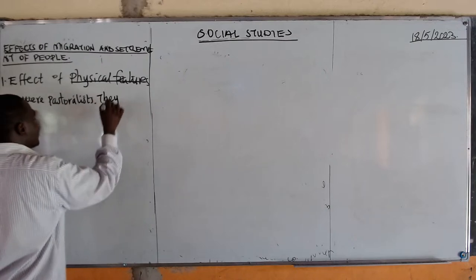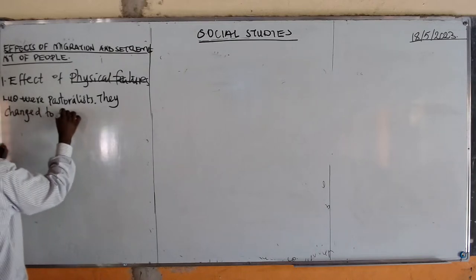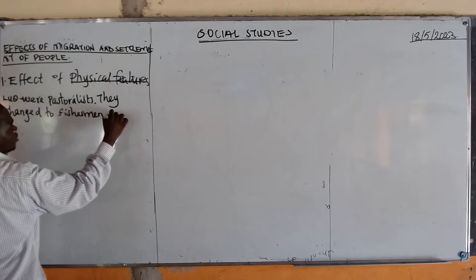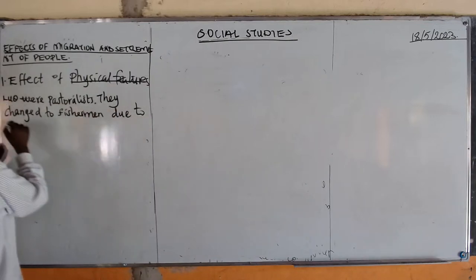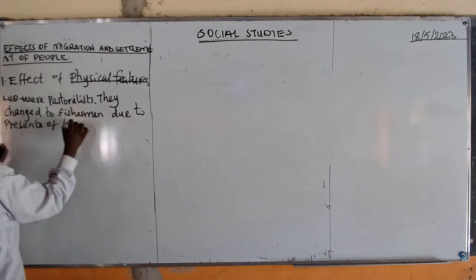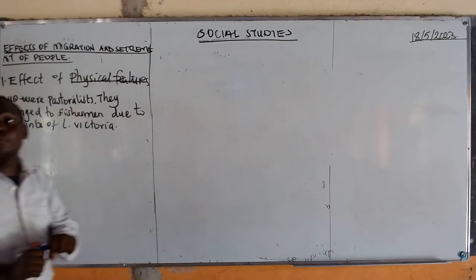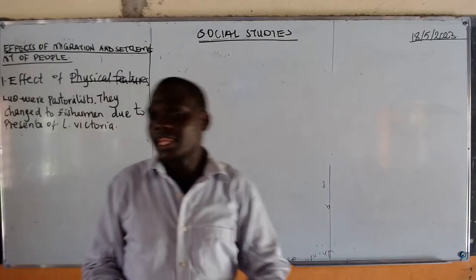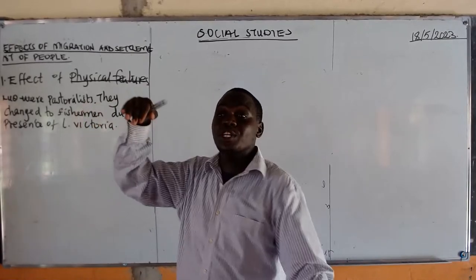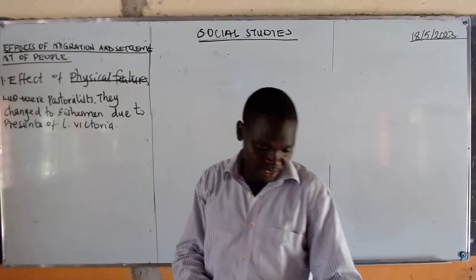They changed to fishermen due to what? Fishermen due to presence of Lake Victoria. Lake Victoria provided plenty of fish. Therefore, Luo enjoyed more on fishing than keeping livestock. So that is one influence.